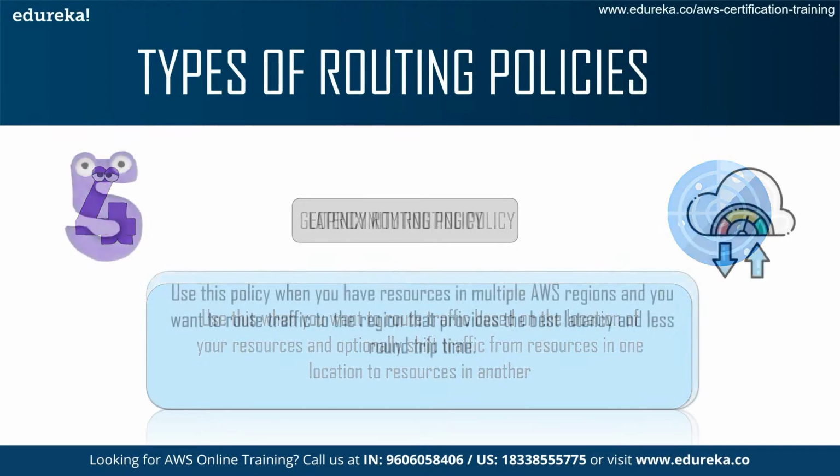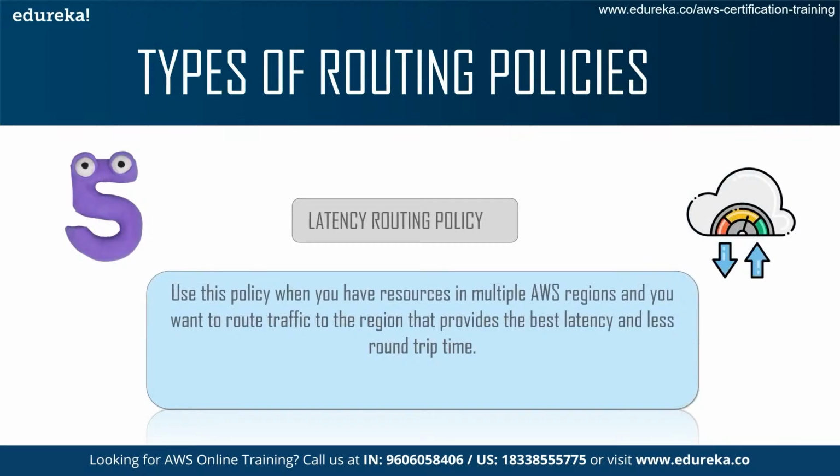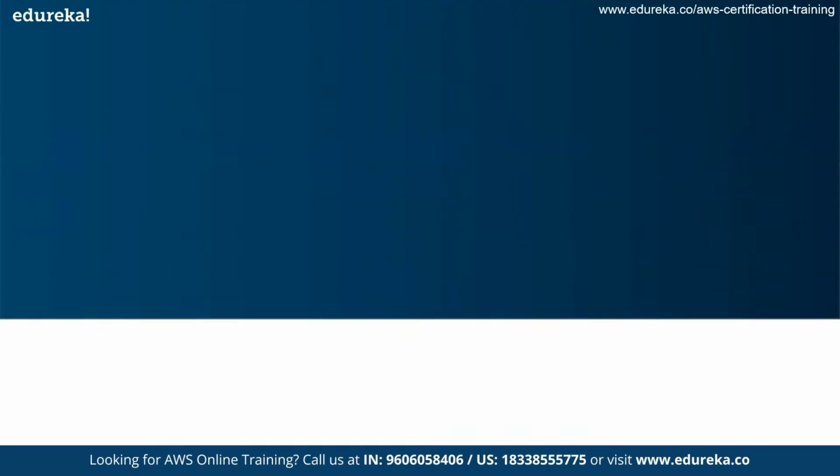right? Now, finally, we come to latency routing policy. Now, you can use this policy when you have resources in multiple AWS regions and you want to route traffic to the regions that provide the best latency and less round trip time, right? So, if the region provides the best latency, you go and route your traffic for your website over there, right?